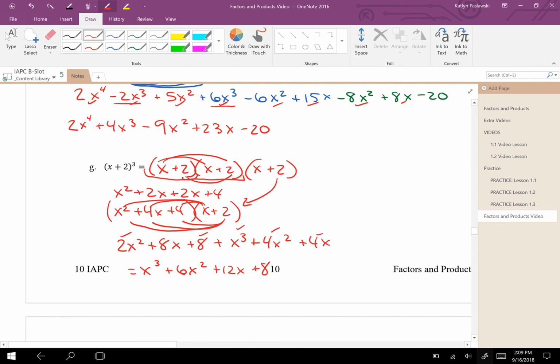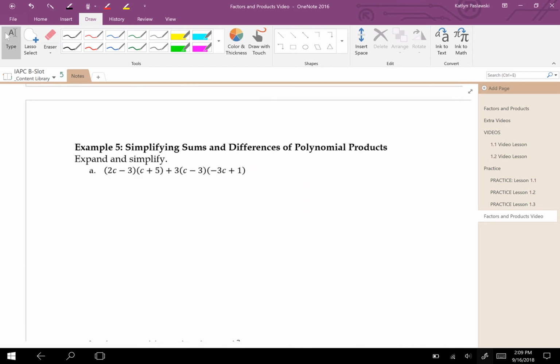We're going to go through 2 more examples that you can see are very lengthy and will require lots of steps. We're going to expand and simplify, and we see that this is simplifying sums and differences of polynomial products. So we're multiplying these polynomials and adding them.